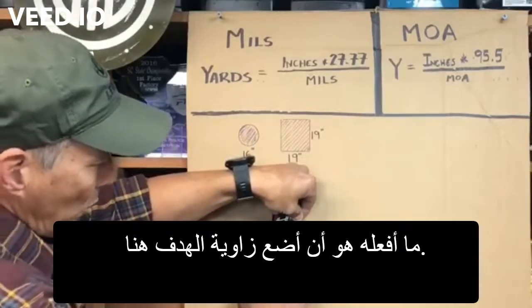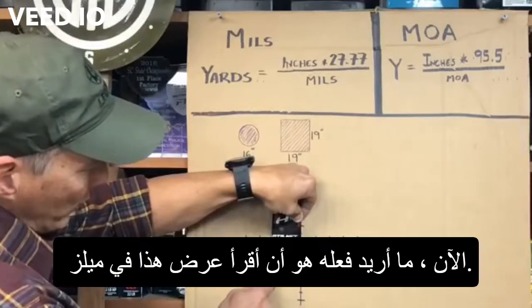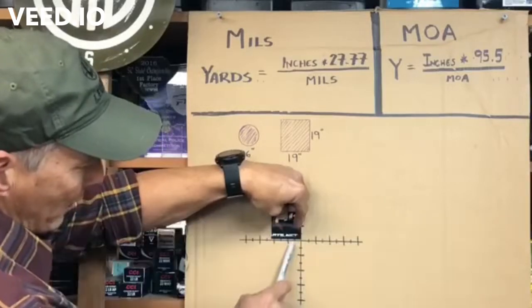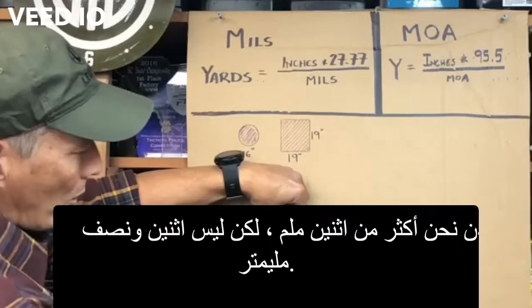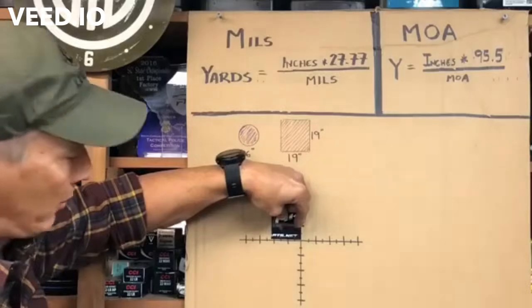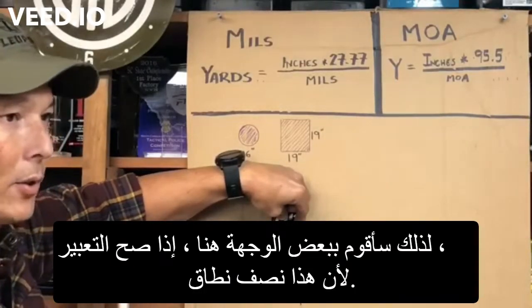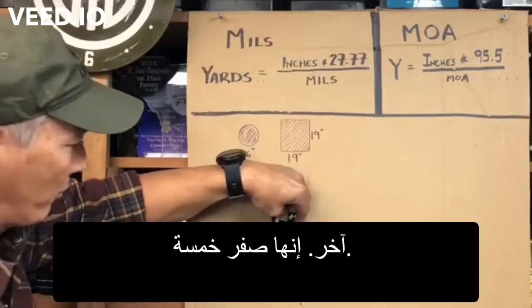What I do is I place the corner of the target here. Now what I'm going to do is I'm going to read the width of this in mils, okay? Now there's a half, there's 1, 1.5, 2. So we're over 2 mils, but not quite 2.5 mils. So I'm going to have to do some guesstimation here, if you will, because this is a half mil-radian scope as far as these subtensions go. It's not a 2/10 or anything else, it's 0.5.